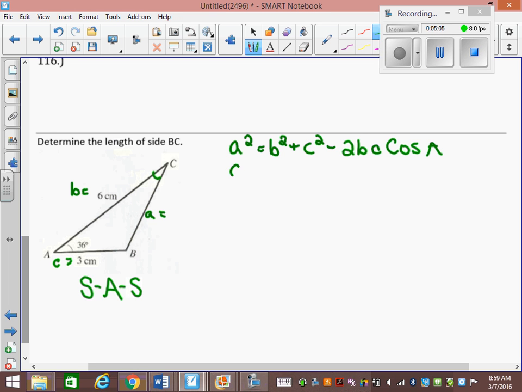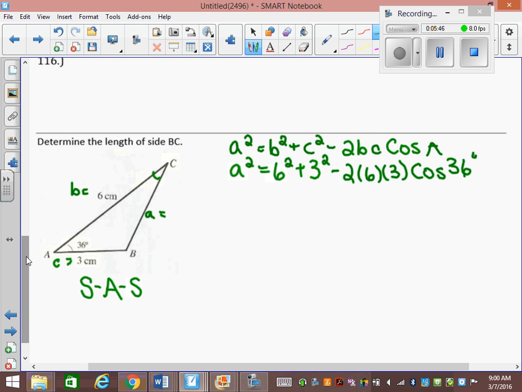We know a squared stays a squared. We know little b is 6. We know little c is 3. What if I wrote 3 squared and 6 squared this way? What if I went 3 squared plus 6 squared instead of 6 squared plus 3 squared? Does that change anything? No. So if you wrote c squared plus b squared instead of b squared plus c squared, it doesn't matter. All that matters is that these letters are these two sides you know, okay? Minus 2 times 6 times 3 cos the angle in between. Cos 36.